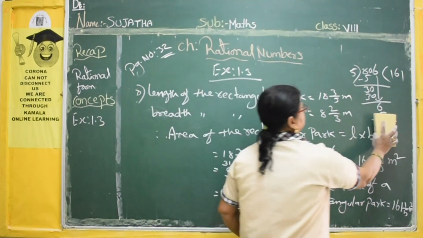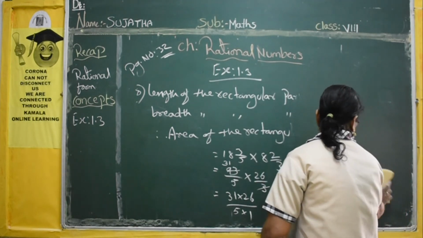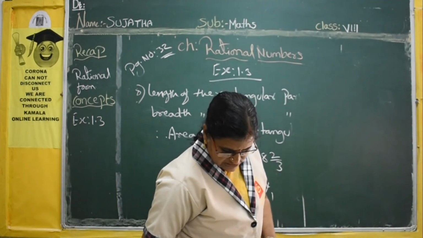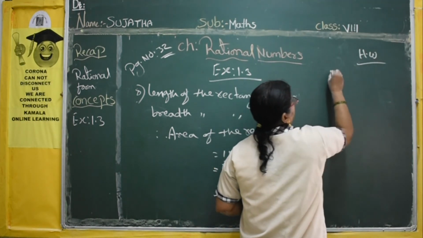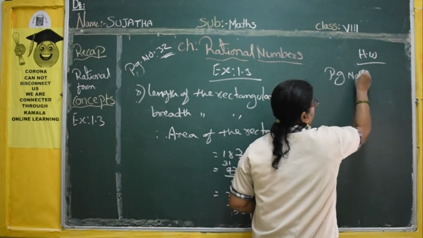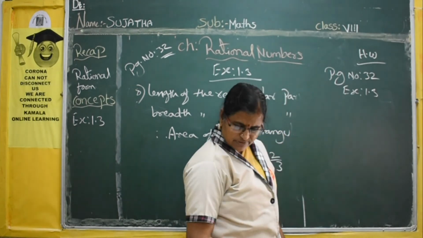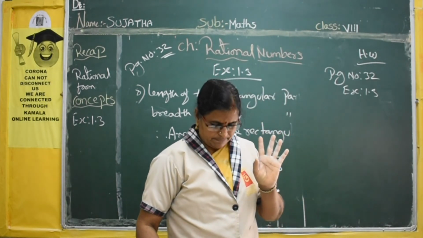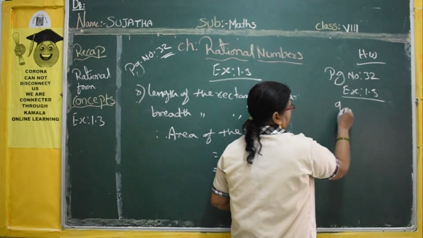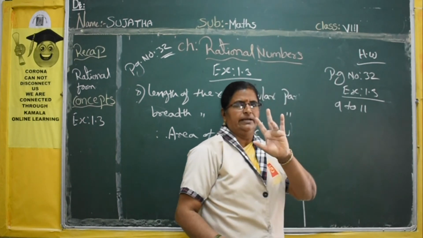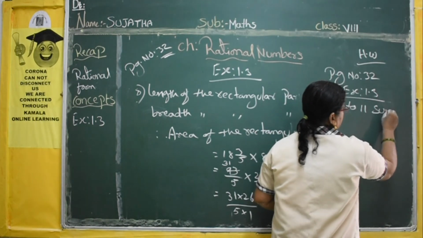Now, homework. Page number 32, Exercise 1.3. Already we did up to 8. So 9, 10 and 11. Exercise 1.3, 9 to 11 means 3 sums: 9, 10, 11. Those are also very easy. Okay, so sums 9 to 11 are homework.